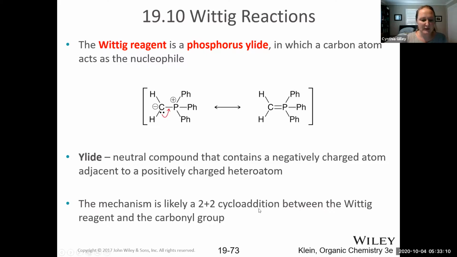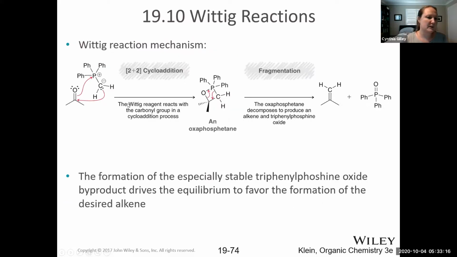But this one's going to be a 2+2 cycloaddition between the Wittig reagent and the carbonyl group. So what would that look like? Depending on the resonance contributor you use, you can either start on the anion on the carbon to attack the electrophilic carbon of the carbonyl, or if you had drawn a pi bond here, then you would have started your arrow on that pi bond to attack the carbonyl carbon.